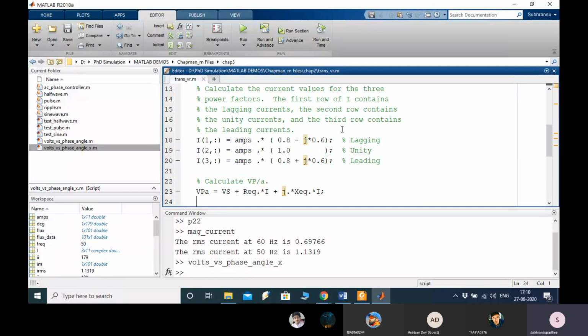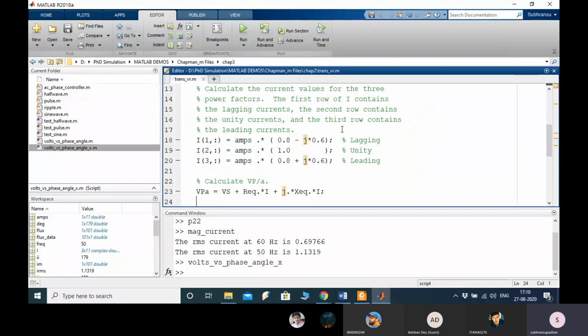You know there can be three kinds of power factor: whether the power factor is leading, whether the power factor is lagging, or whether the power factor is unity. Whenever the power factor is leading, lagging, or unity, the current will change. The magnitude of the current will change.